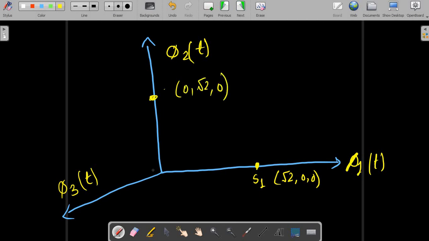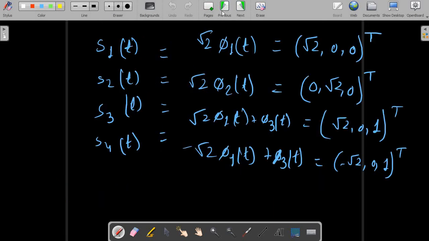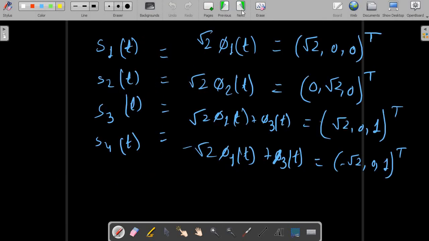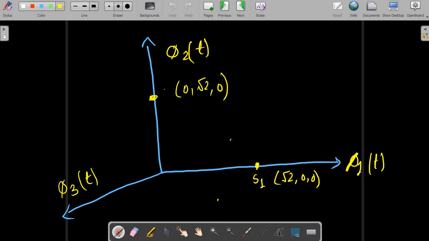S3 is somewhere in the plane, because you can see that our S3 has root 2, 0 and 1. So let us plot S3. Root 2 will be positive, and 1 will be also. So root 2 will be here and 1 will be somewhere here, like S3. It's root 2, 0, 1. It's not in the phi 2 space; it's just in the phi 1 and phi 3 space. So we can plot the vector. All these are vectors. This is a vector representation.